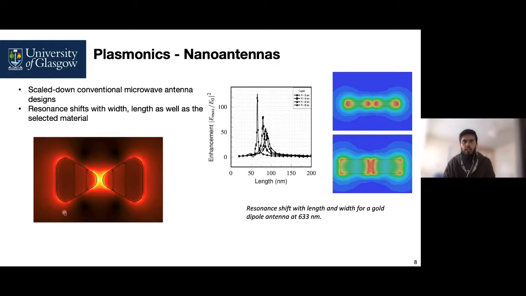So we now have three dimensions of freedom through which we can control the resonance performance of these nano antennas. This happens primarily because of the way surface plasmons exist at the surface of these nano antennas and how they radiate from the corners of those nano antennas.